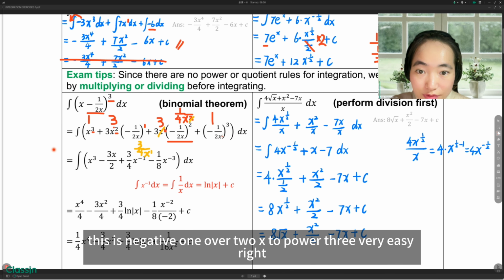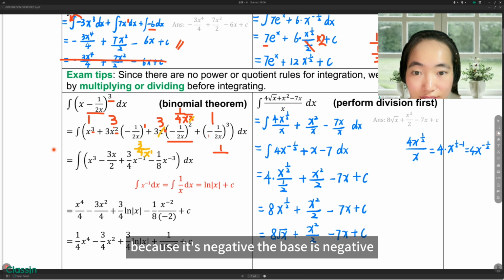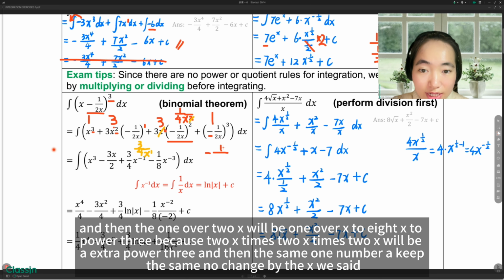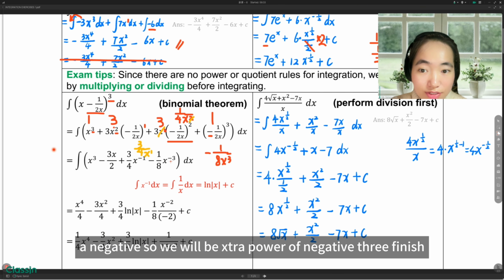Here, this is negative 1 over 2x to the power 3. Very easy, right? Because the base is negative, negative to the power 3 is still negative. And then 1 over 2x cubed will be 1 over 8x to the power 3, because 2x times 2x times 2x is 8x to the power 3. The 1 over 8 we keep the same, no change. But the x, we need to move from the denominator to the numerator, so we add a negative. So it will be x to the power of negative 3.